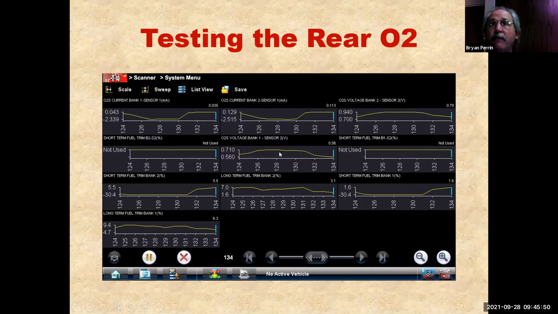We just proved that. What about the cat? I don't know until I put a new rear sensor in, right? Because if I'm going to do an OSC test, I need to have a sensor that can actually see rich and lean, or it's going to affect the amount of time. So we put a new rear sensor in.